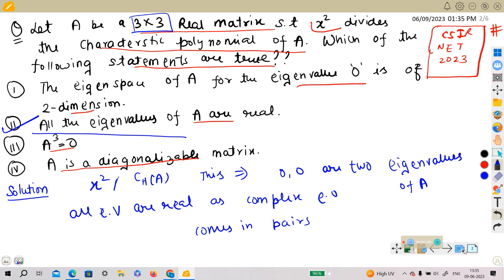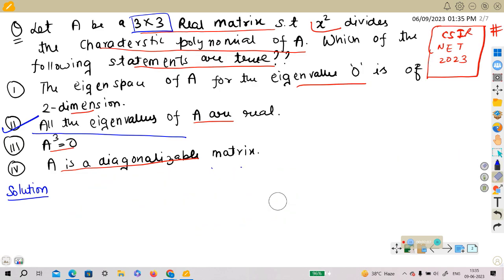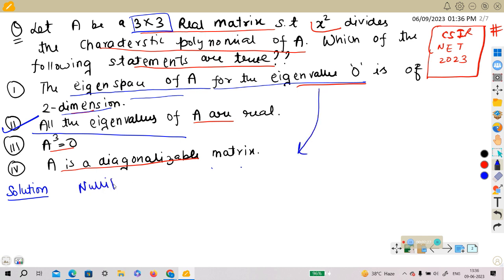And when we move to the first, let's see. Okay, now see the first part. It says that the eigenspace of A for the eigenvalue 0 is of dimension 2. In simple words, this first part is saying that the nullity of A is 2. This is not true. We can give an example.